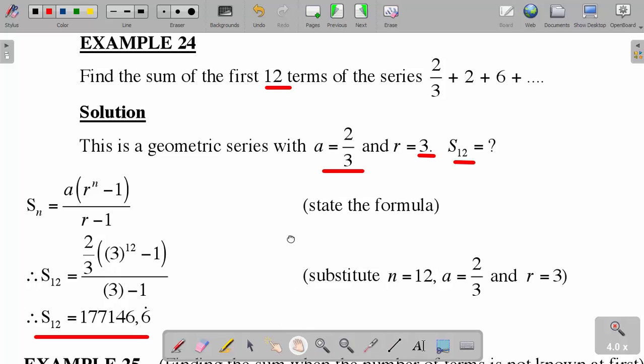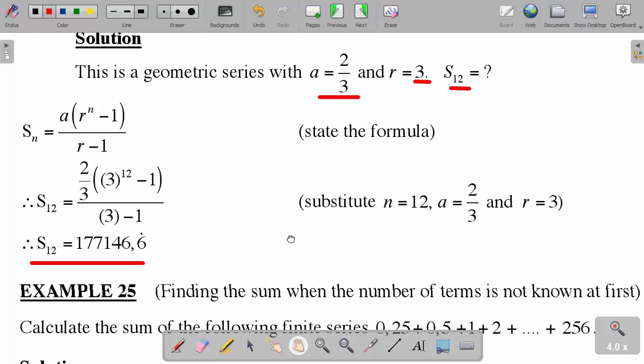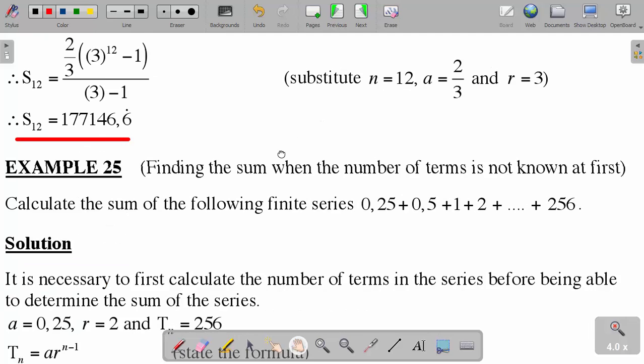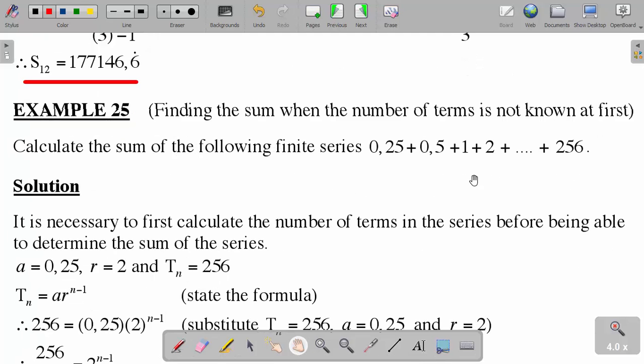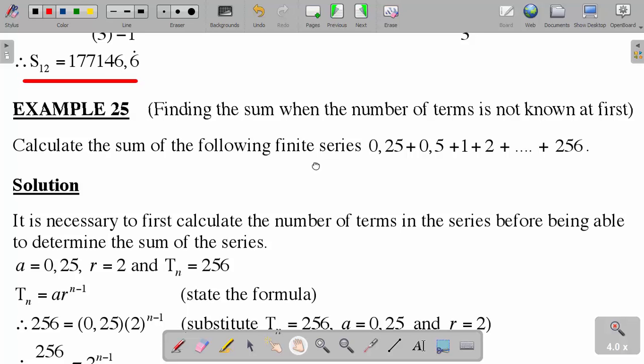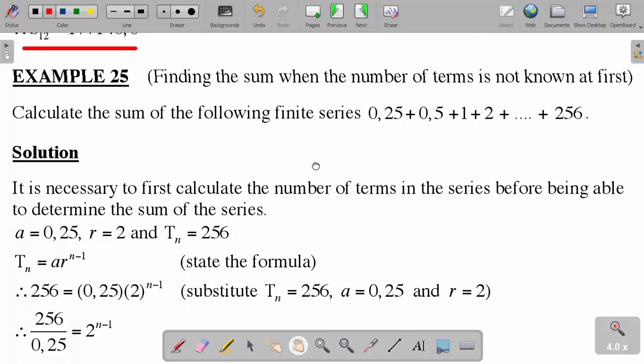So in that example, we had the number of terms given to us. Now sometimes we need to find the sum when the number of terms is not known at first. For example, here they ask us to calculate the sum of the following finite series, that is 0,25 plus 0,5 plus 1 plus 2 plus so on, then plus 256. Now the 256 in this case is our last term.